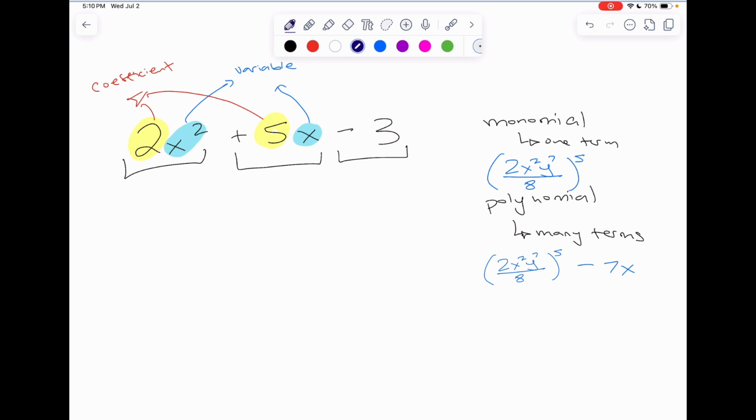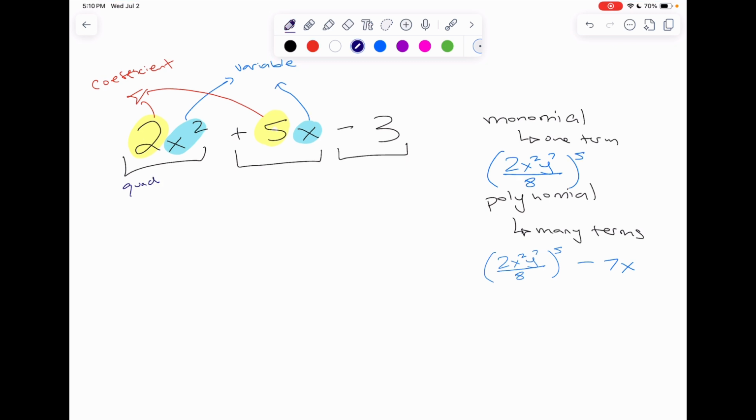If it has a square in it, it's called a quadratic term. If it has just an x to the 1 in it, it's called the linear term. And if it has no x's at all, like this one right here, that's going to be our constant term. It's constant. It doesn't change based on what x is. So that's our constant term.